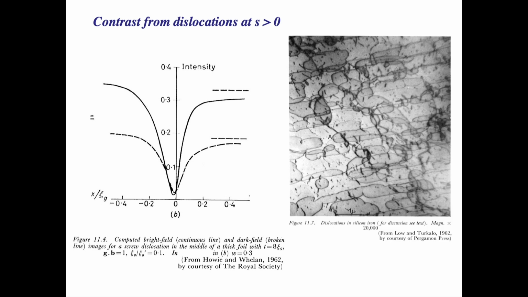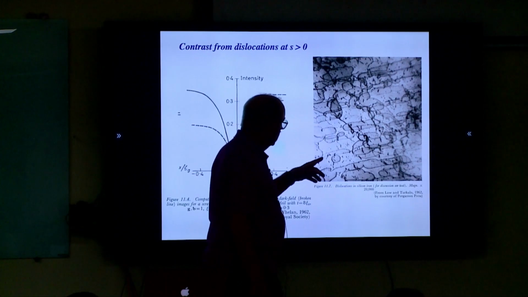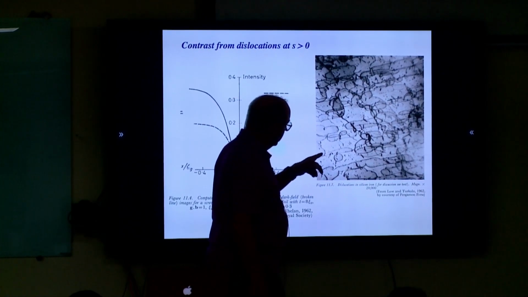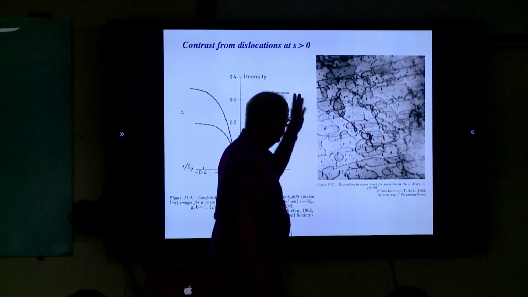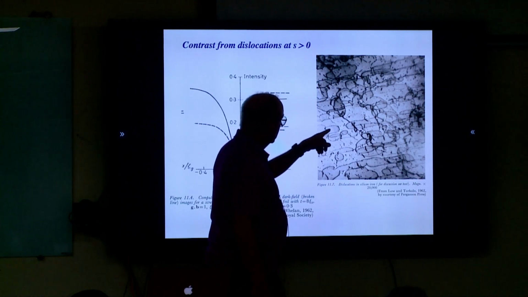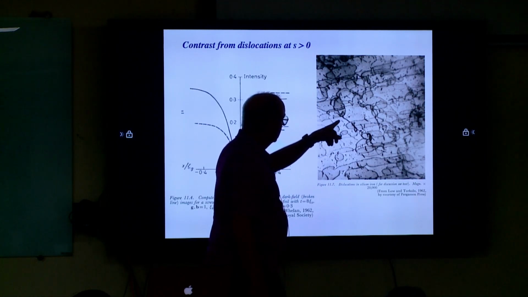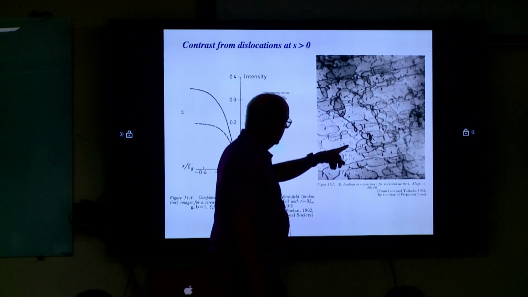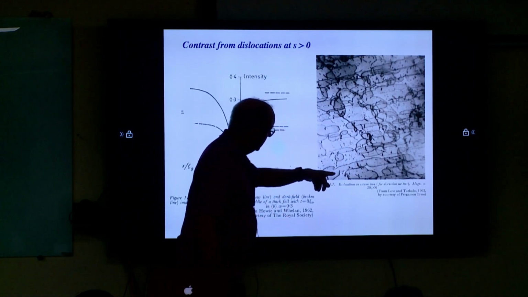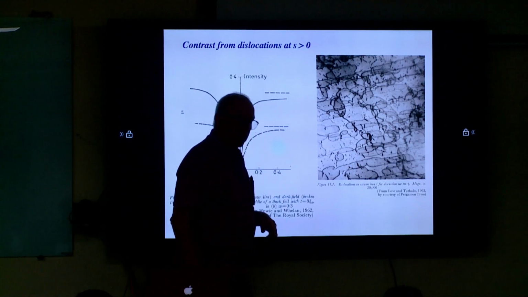So here are dislocations. Nice image. This is silicon iron. And what you should notice is that we have the dislocation lines, that's good. But why have we got a darker gray there and a lighter gray there? Darker gray there and a lighter gray there. Darker gray there, lighter gray there. Why is that?